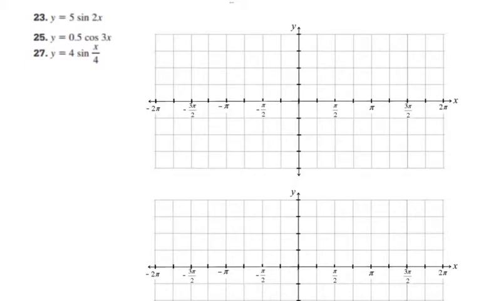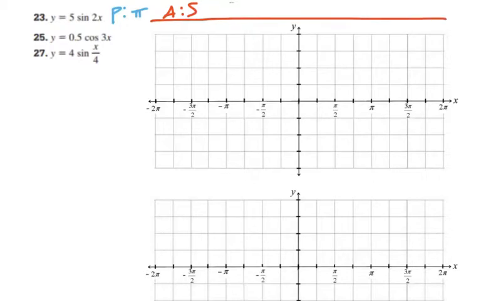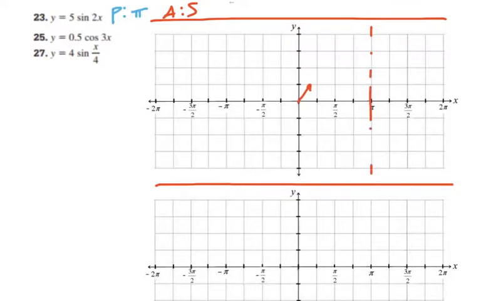So this first one here, number 23, has a period of 2 pi over 2, so pi. It has an amplitude of 5, so it's actually not going to be big enough for this graph here. And it's sine, so it's going to go up from here. Its period is within a pi, so it's going to have to do the entire oscillation before it gets here. It's going all the way up to 5, back down to the middle, down to -5, and then back up to the middle.